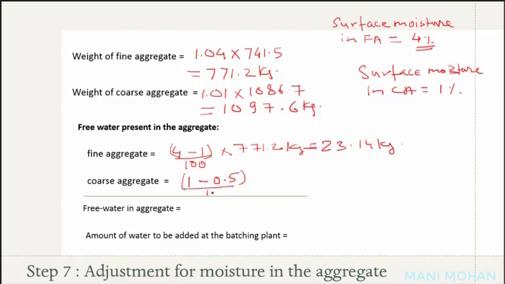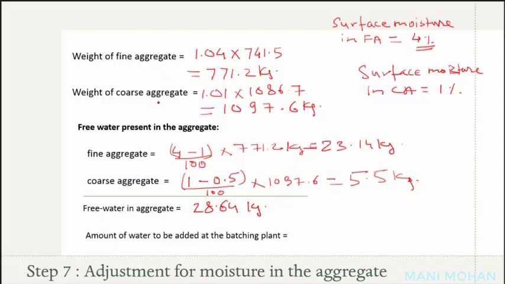0.5% divided by 100 into the mass of coarse aggregate, 1097.6 kg. This gives me 5.5 kg. So in coarse aggregate, free water is 5.5 kg. What is the total free water in aggregate? You have to add both. So this will be 23.14 plus 5.5, which is 28.64 kg. So 28.64 kg of water is already present in fine aggregate and coarse aggregate.